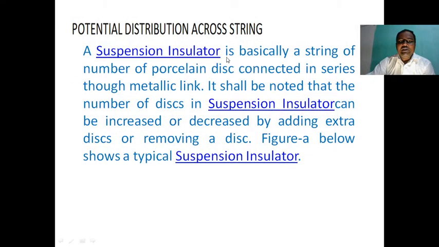A suspension insulator is basically a string of a number of porcelain discs connected in series through metallic links. Each porcelain disc is connected in series through metallic links. A metallic link is a conductor. It should be noted that the number of discs in a suspension insulator can be increased or decreased by adding an extra disc or removing a disc. Below is a typical suspension insulator diagram.